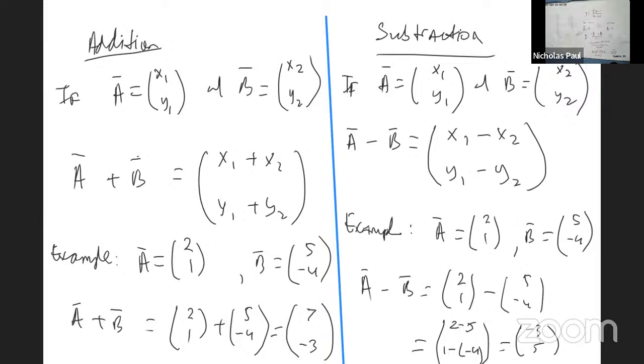Multiplication now. There's no division, right? No, it has nothing else in terms of addition and subtraction. Now it has multiplication.